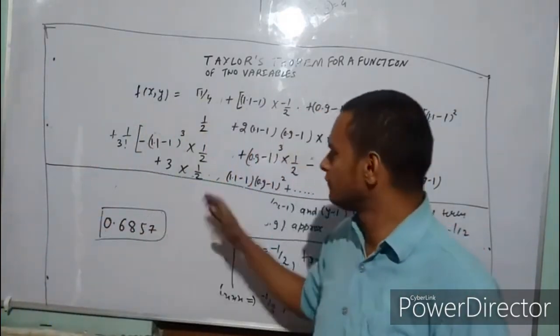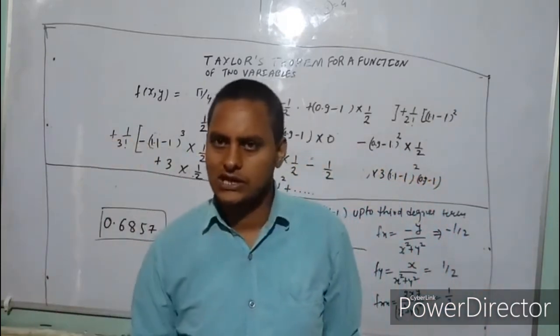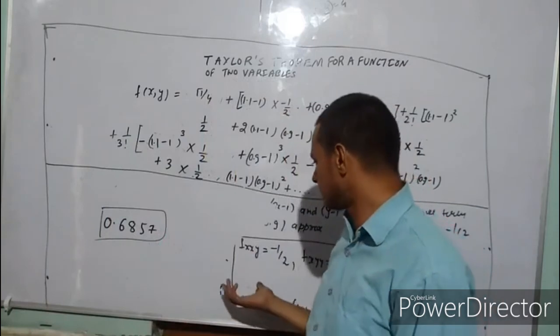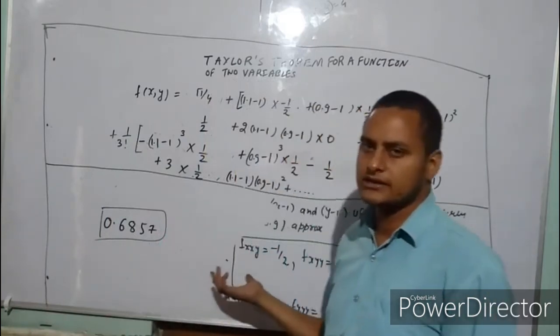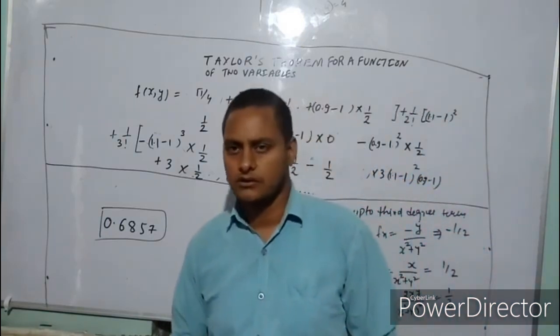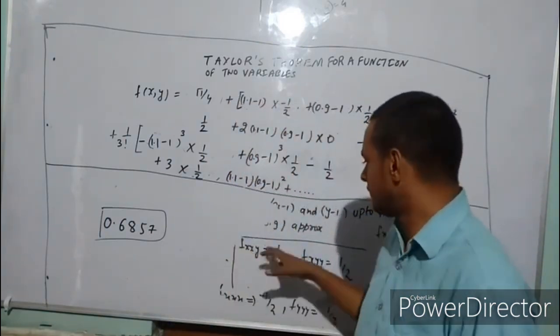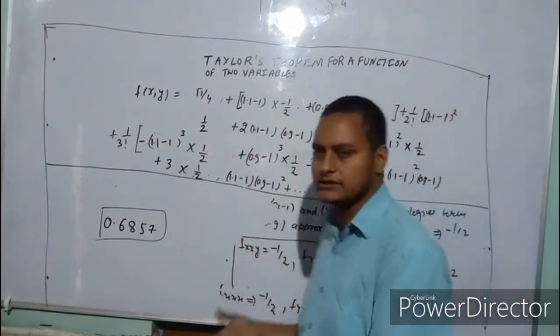It's very easy. If you know about this series, then you can easily find the value of x or value of y approximately at any value as given in this question.